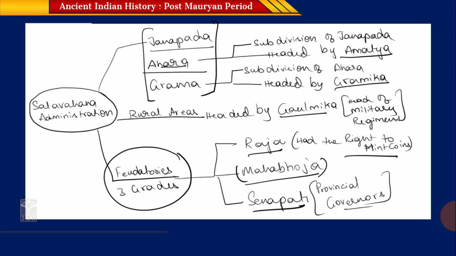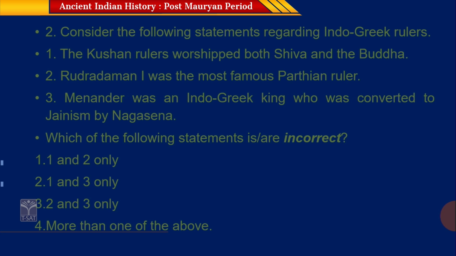Mahabhoja were medium feudatories and Senapatis were naturally provincial governors. These were third category feudal lords, highest category feudal lords.